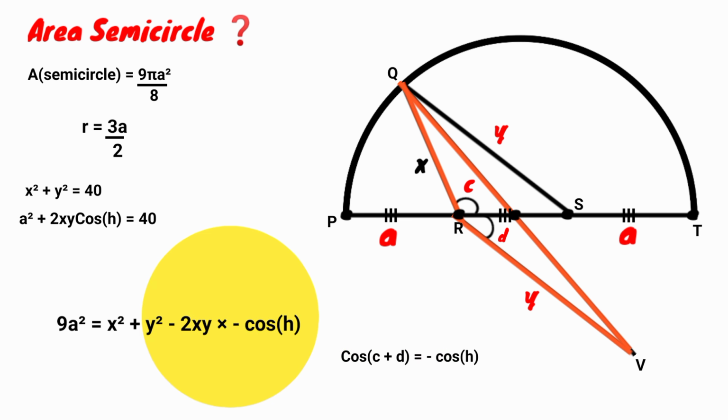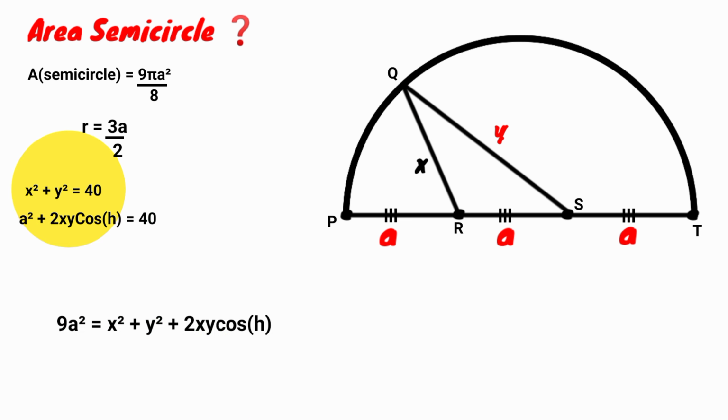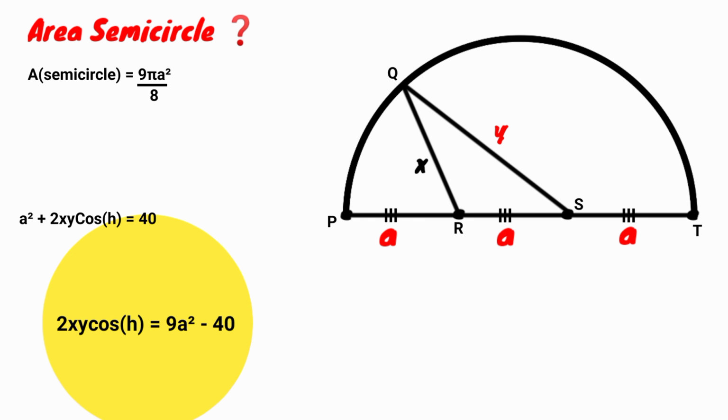Substitute it here. Minus 2xy times minus cos H is plus 2xy cos H. So 9A squared equals x squared plus y squared plus 2xy cos H. Recall here, x squared plus y squared is 4D. Substitute it here. So 9A squared equals 4D plus 2xy cos H. Bring this to the left. So 9A squared minus 4D equals 2xy cos H. Therefore, 2xy cos H equals 9A squared minus 4D.